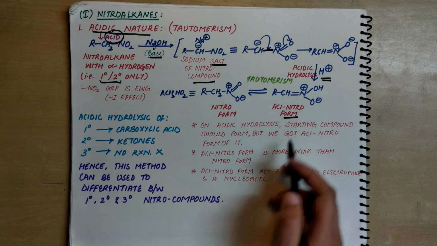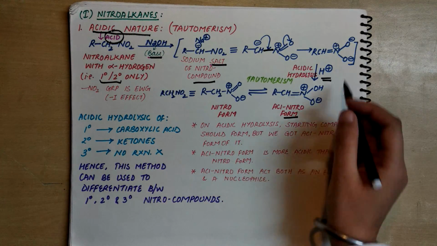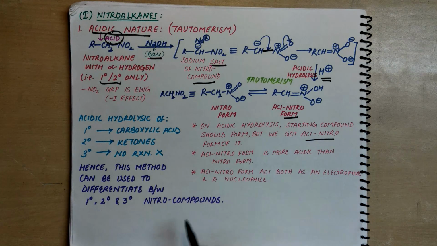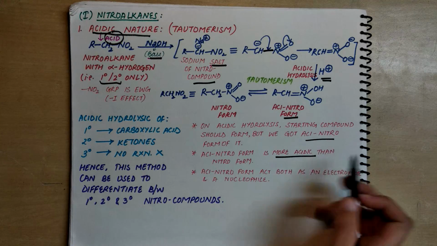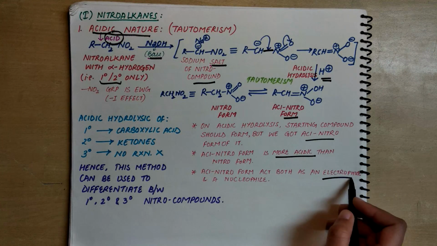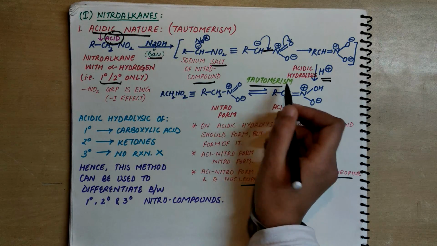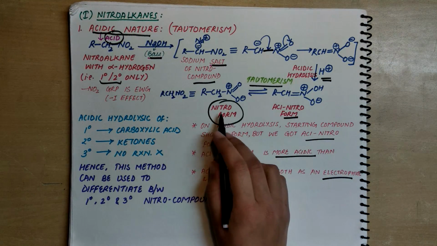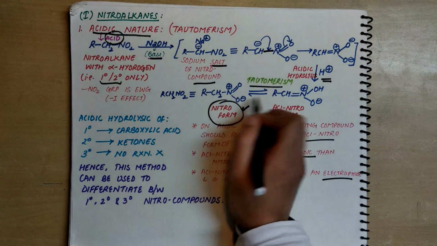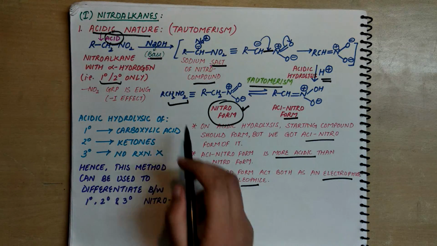Aci-nitro form means that on acidic hydrolysis the starting compound should form, but we have got the aci-nitro form of it. The aci-nitro form is more acidic than the nitro form. The aci-nitro form acts both as an electrophile and a nucleophile. Then slowly it undergoes tautomerism to form the nitro form. This is the nitro form, and this is a slow process. Then from this we get the starting compound.